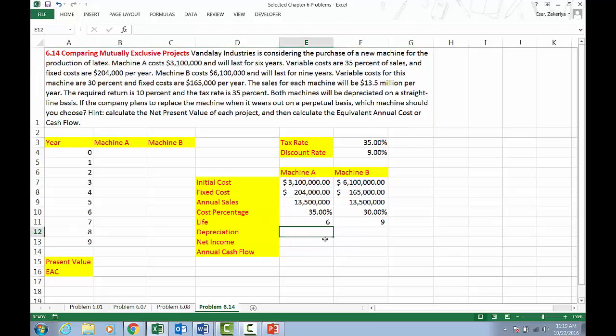Now, first, let's calculate the cash flow from assets for both machines. Start with the depreciation. Take the initial cost, divide it by its useful life. Same thing here. Calculate the net income, which means annual sales minus fixed cost minus the cost percentage times annual sales, which is the variable cost, minus the depreciation, times 1 minus the tax rate. So machine A will have a net income of 5.2 every year, machine B 8.6. Of course, we need to add back the depreciation.